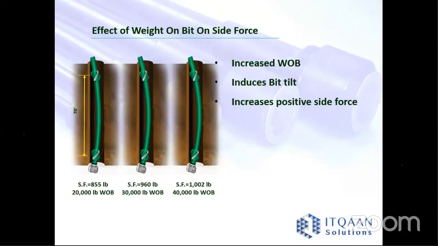There's another effect on the side force, which is weight on bit. Increasing weight on bit will induce a bit tilt, which will increase the positive side force. We have several examples here. 20,000 pounds weight on bit gives 855 pounds side force. And the more weight we apply, the more side force we get.